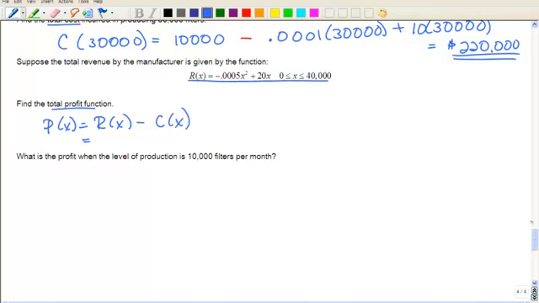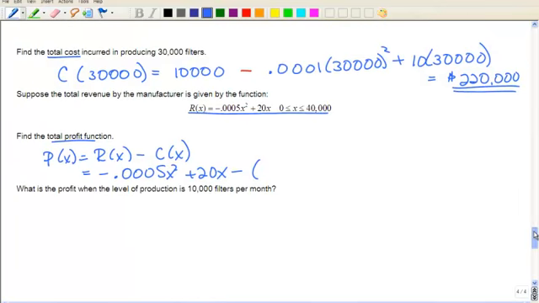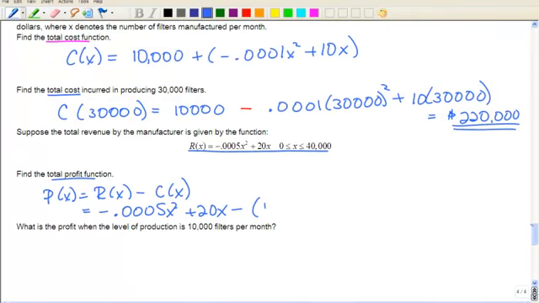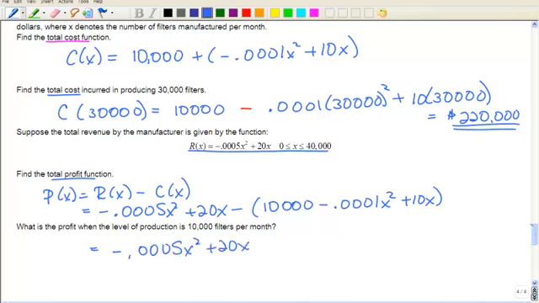So let's see, we have negative 1, 2, 3. Okay, and again we have a minus sign. All right, so my cost function and didn't leave myself a lot of room. I'm going to come down here. Notice I'm distributing that minus sign. So that is my profit function.